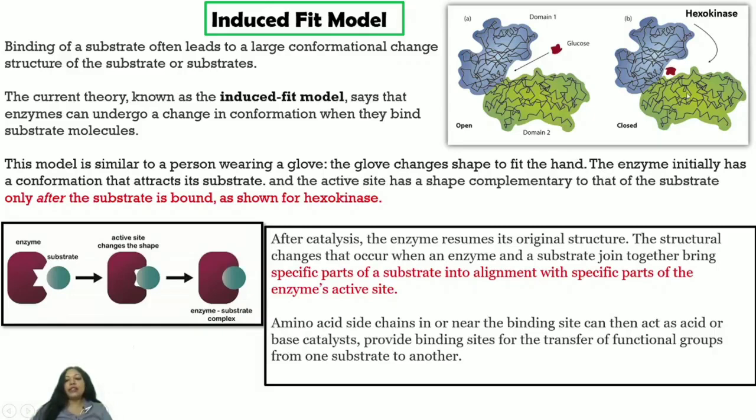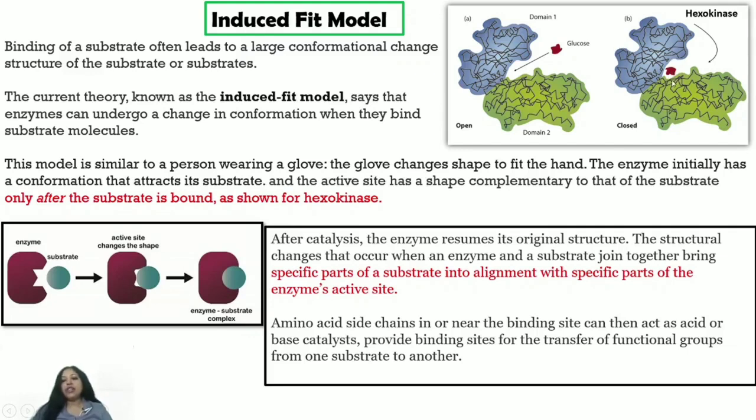You can easily understand this model by taking the example of hexokinase on the top of the slide. The enzyme hexokinase has two domains, domain 1 and domain 2, and there are two conformations of the enzyme, open and closed. Open, when its substrate glucose is not bound to the enzyme, but when the substrate comes into close contact with the hexokinase, it remains in closed conformation.